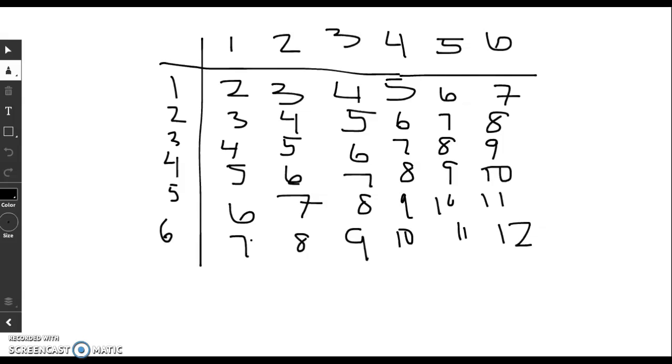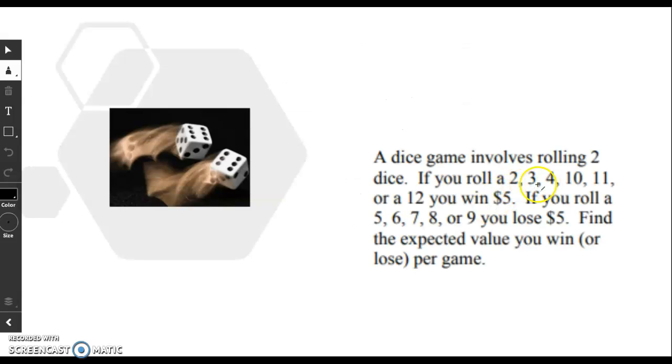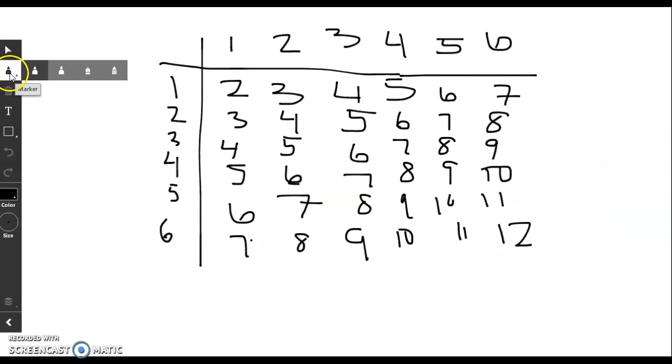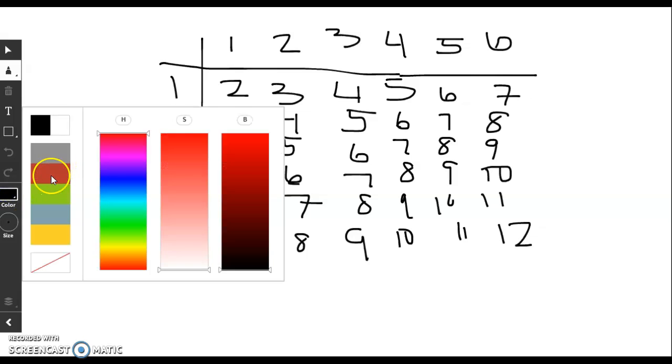So again, 2, 3, 4, 10, 11, or 12. Let's go circle those values. And let me change the color. Oh, I was about to say I don't know how to change it.